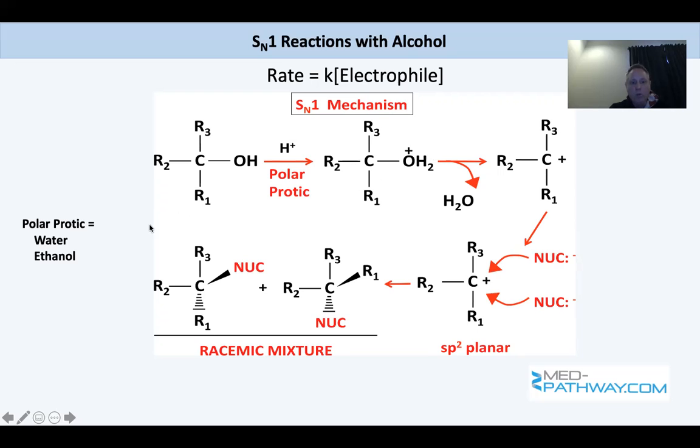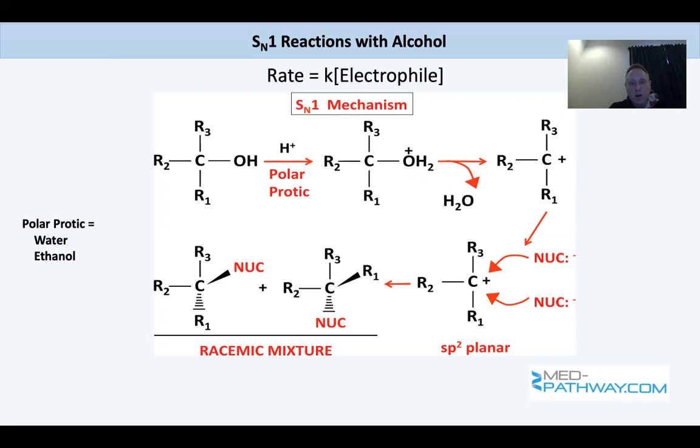What is a polar protic solvent? A polar protic solvent is one that is a hydrogen bond donor, such as water or ethanol. So something like acetone, as we saw earlier, although it has a carbonyl and can hydrogen bond, it only hydrogen bonds as an acceptor, not a donor. So acetone is polar aprotic.